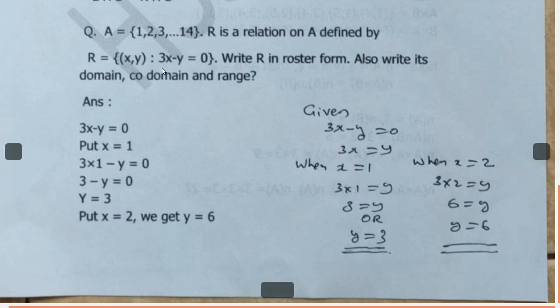When x equal to 1, you substitute x equal to 1, then what happened? 3 into 1 is equal to y, that is 3 is equal to y, or y is equal to 3. So when x equal to 1, y is equal to 3. Similarly, we substitute x as 2. So 3 into 2 is equal to y, that is 6 equal to y, or y equal to 6. Then you substitute x as 3, then x as 4, and so on.